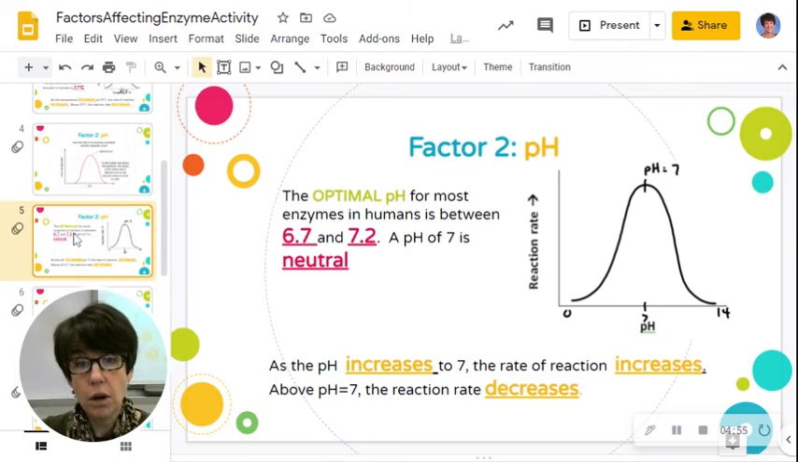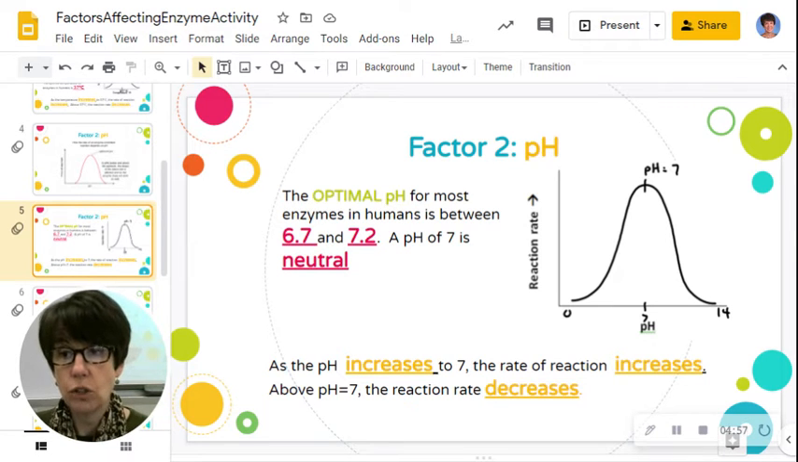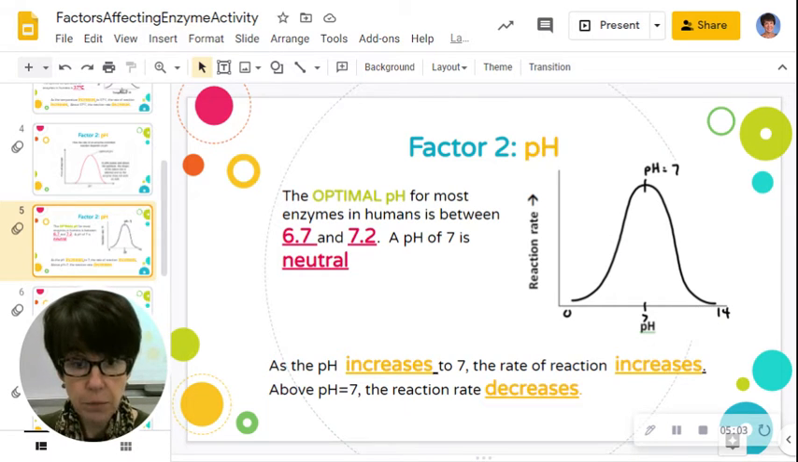So again, in your notes, you're going to draw a pH graph for humans. Our optimal pH, the one that we work best at, is around neutral. So you're going to fill in the blanks. The optimal pH for most of our enzymes in humans is going to be between 6.7 and 7.2, which is right around neutral, a pH of 7.